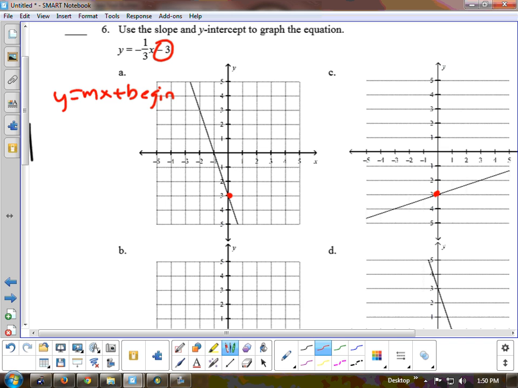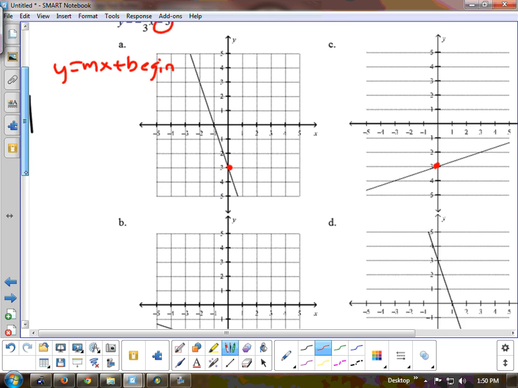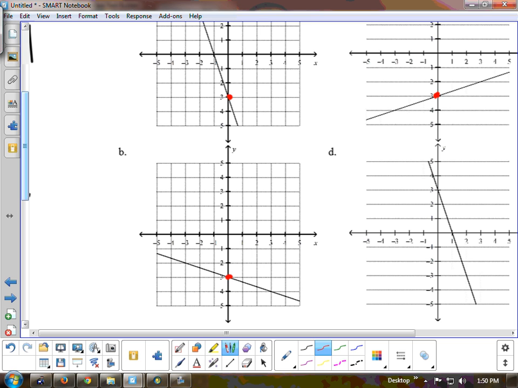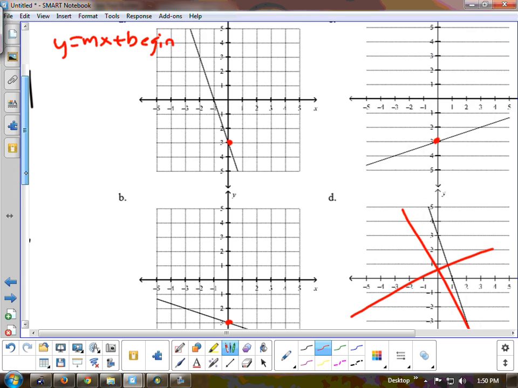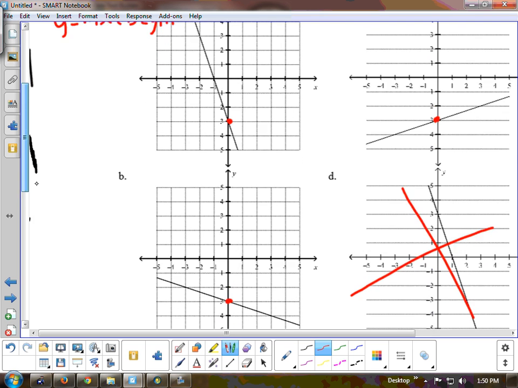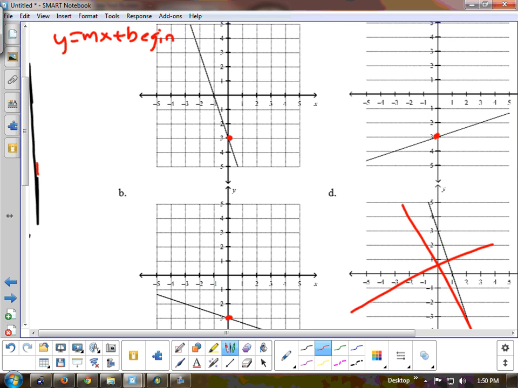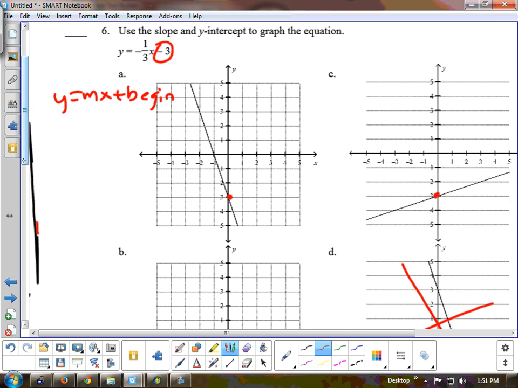Well, these 3 go through -3. This one does not, so that one's not. We're not going to worry about that. Now we got to see which one has a negative slope. Well, only A and B have negative slopes, so we're not going to consider that one. Now we have to see which one has a slope of negative 1/3. Well, the rise is 1 and the run is 3.